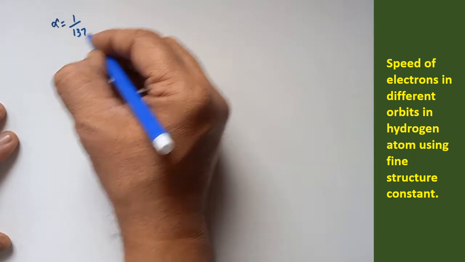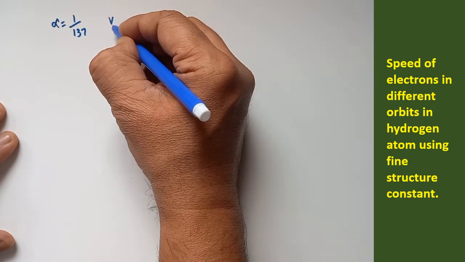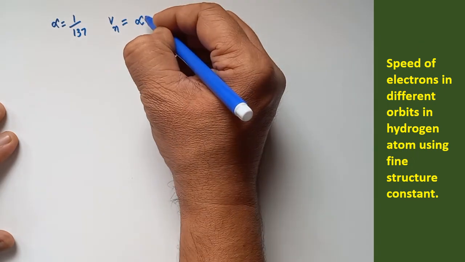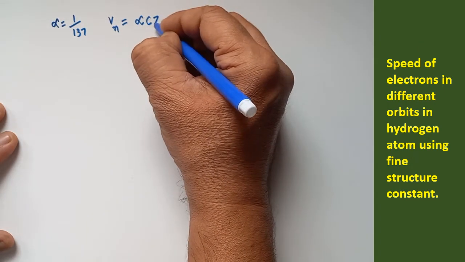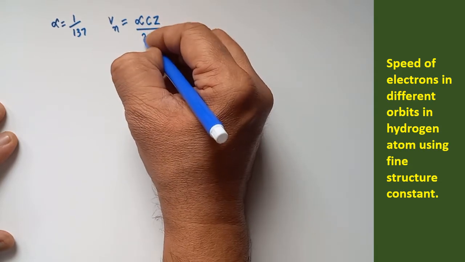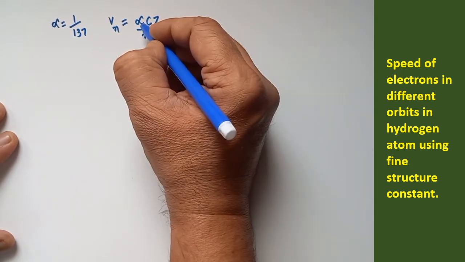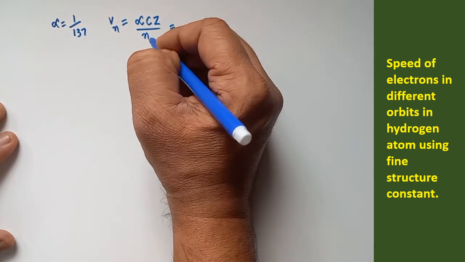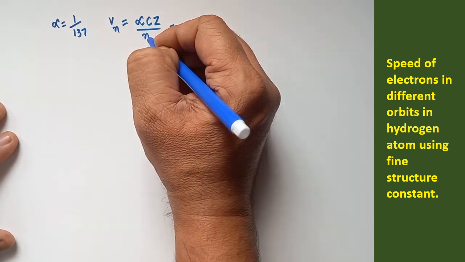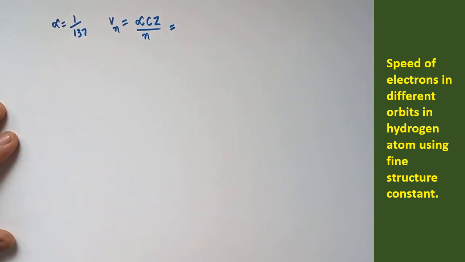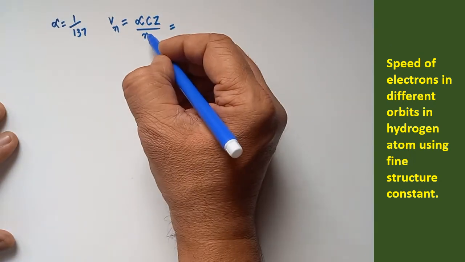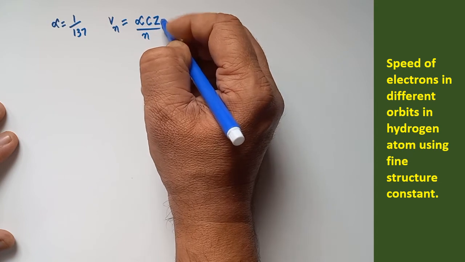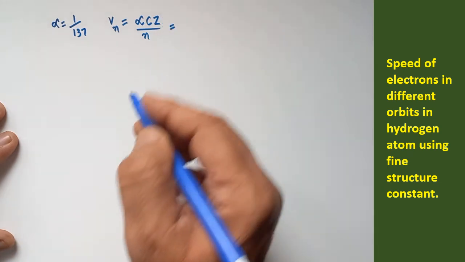Here you have to follow this formula. Vn, the velocity of the electron in any orbit, can be written as alpha C Z divided by n. Here alpha is the fine structure constant, C is the speed of light, Z is the atomic number, and n is the principal quantum number of the orbit. Are you clear? So here the variable is n, alpha is constant, C is constant. In the case of hydrogen atom, Z is equal to 1.